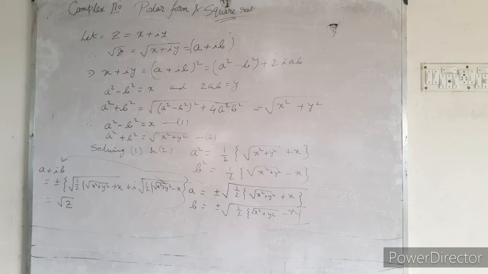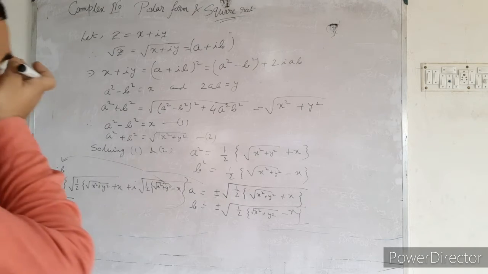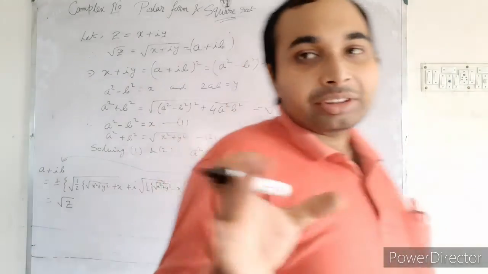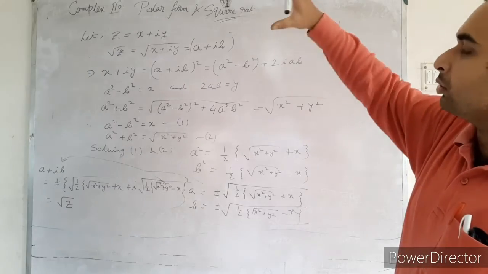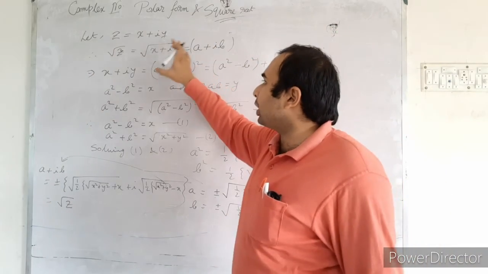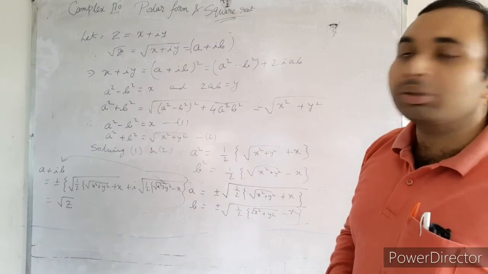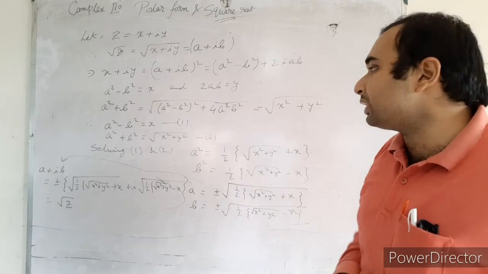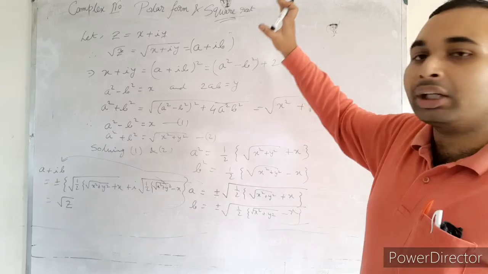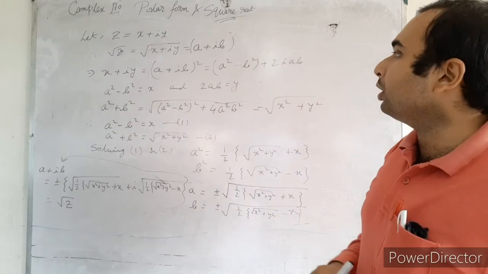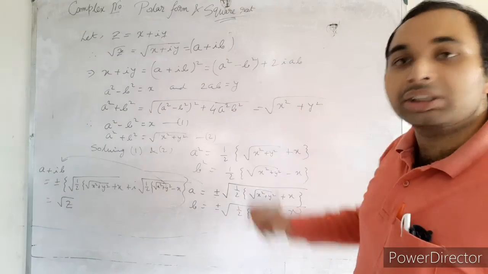So students, this is the process. It is a lengthy process, but when x and y are substituted by numbers, it will be a little bit easier. So this is the total process to find the square root of a complex number. This is the theoretical part.